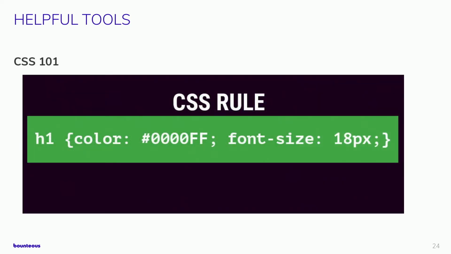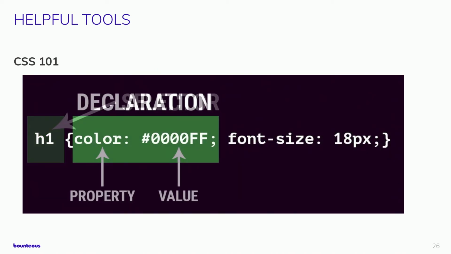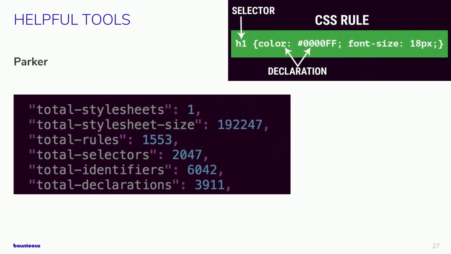So let's have a quick CSS 101 here. Everything here is a CSS rule. The H1 is the selector. The color is the property. And the value is the hex value. And those together make a declaration. Now having that little helpful graphic up in the top right explaining it tells you that there's 1,500 total rules in the style sheet. It has about 2,000 selectors.